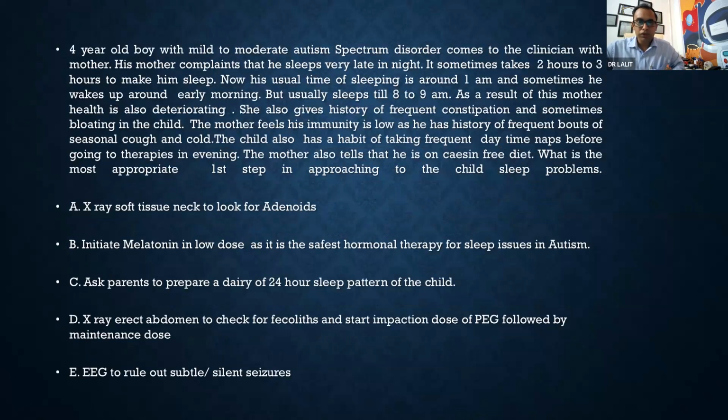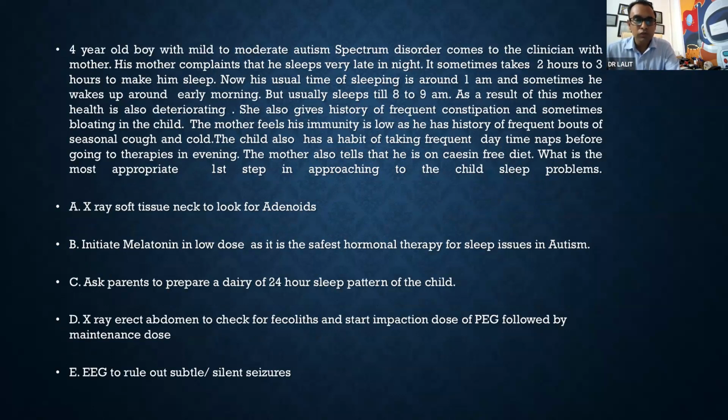So next, let's come to the next question. A 4-year-old male child with moderate autism spectrum disorder. So it is a child with moderate ASD. It comes to the clinician with mother. And mother says that there is a complaint of sleeping very late at night. The child sleeps very late in the night. It sometimes takes 2 to 3 hours to make him sleep. So he's on autism spectrum disorder with sleeping issues. It takes a lot of time for him to sleep.